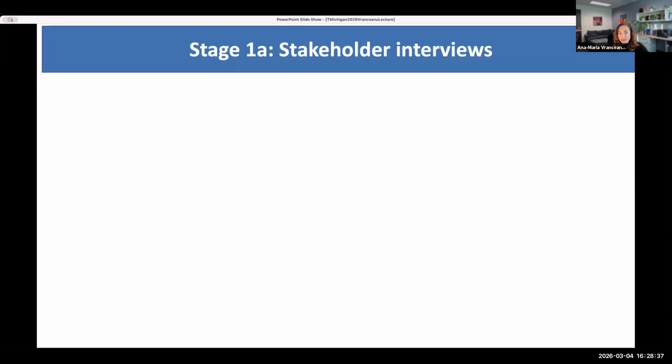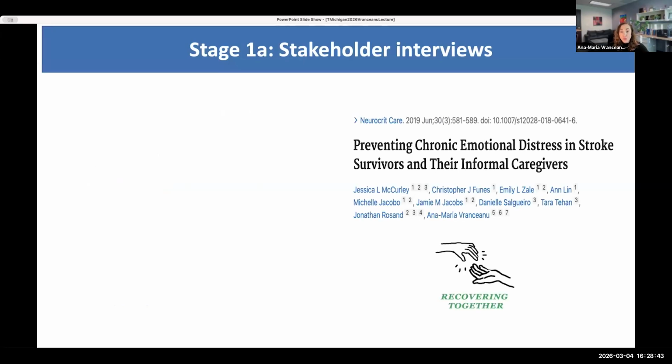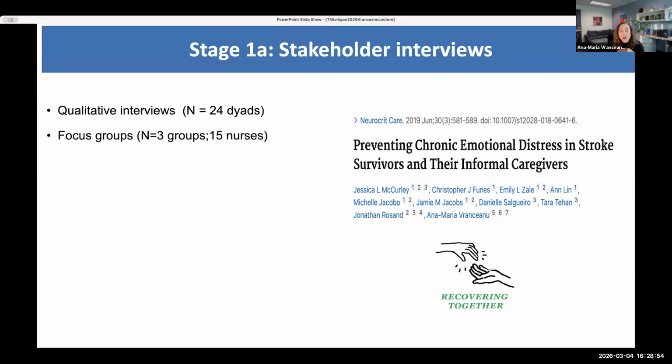So once we completed stage 0, we moved to stakeholder interviews. We conducted qualitative interviews with patients as well as caregivers, so we talked to dyads together. Once we analyzed that data, we conducted focus groups with nurses. We presented the data to nurses and asked, does this make sense to you? What have we missed?